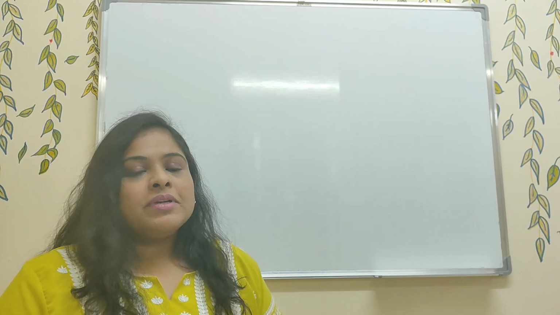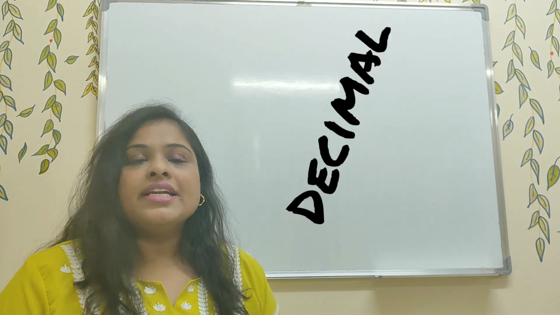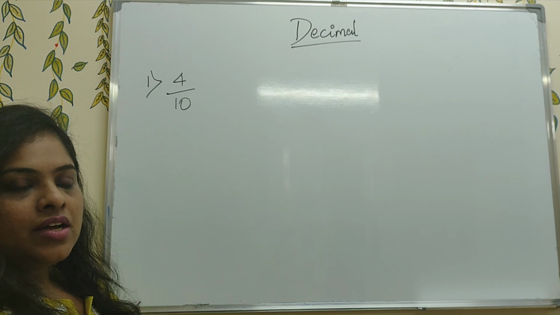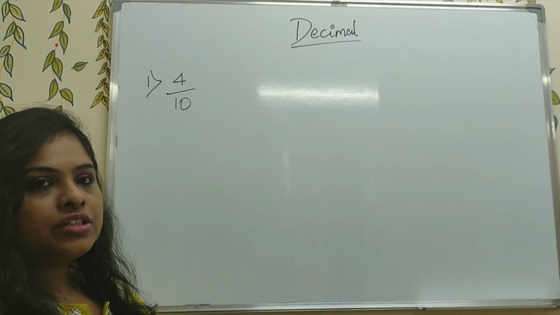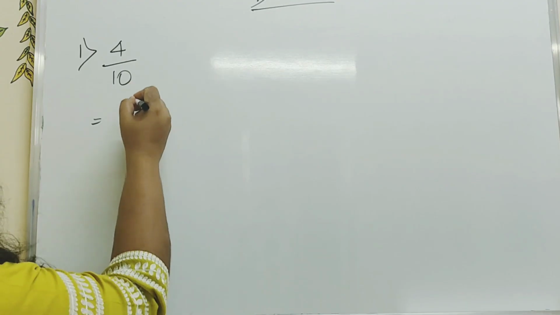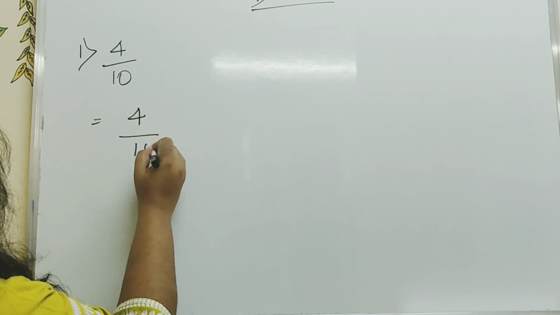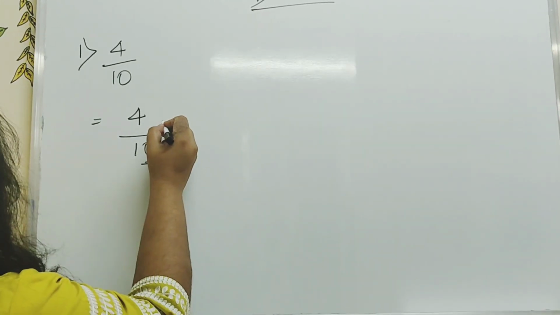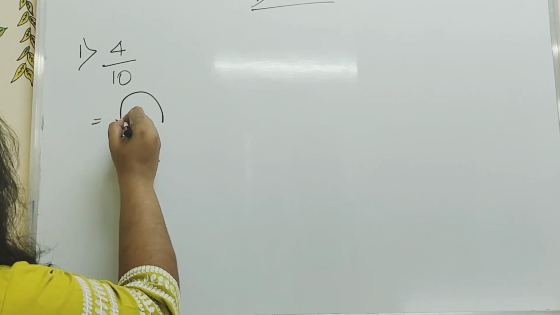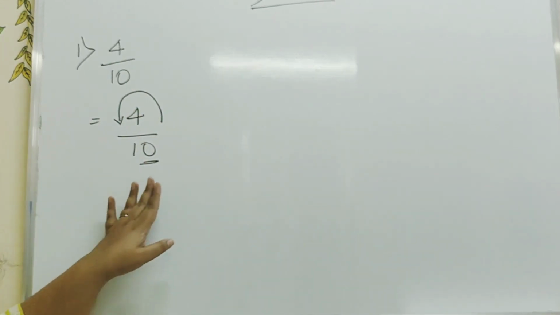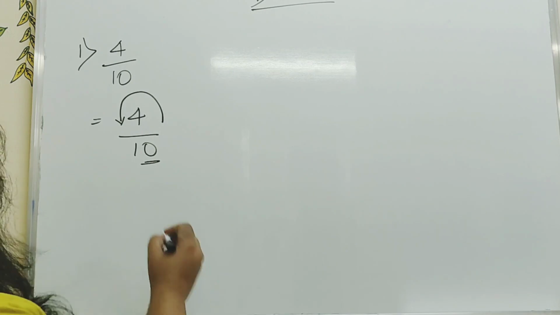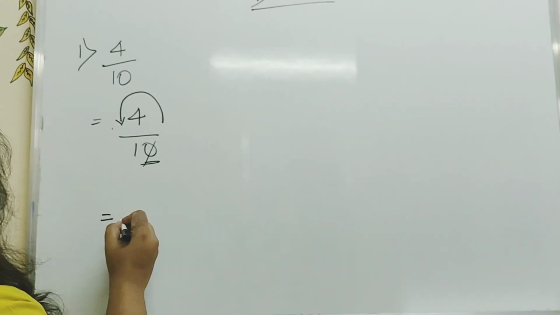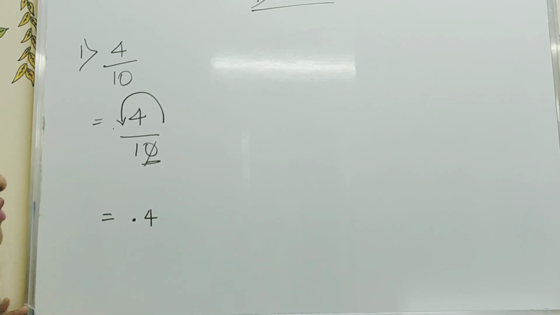In today's class, we'll be learning about the new chapter, decimals. The first problem here is 4 by 10. How do we convert a fraction into a decimal? 4 by 10. How many zeros here? 1 zero. So from the right to your left, the pointer will shift. There is only 1 zero, so the arrow mark will be only 1. So the answer is 0.4.